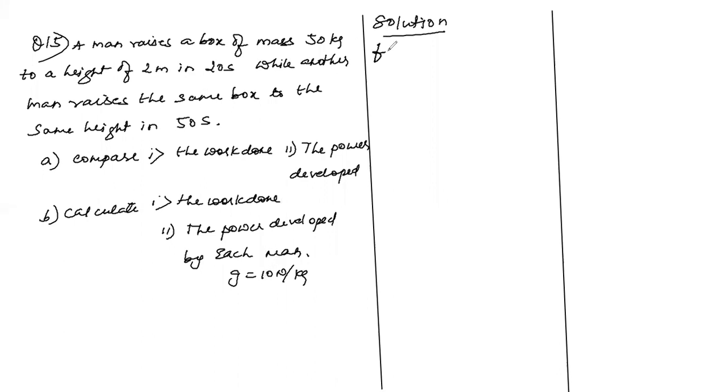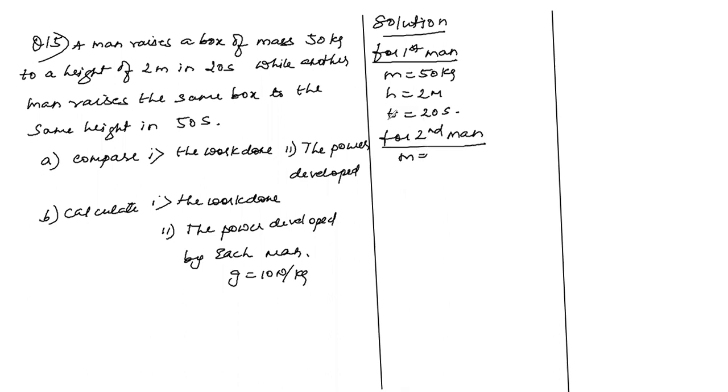Anyhow, for first man, okay, see how I go about. I'll just put it in systematic way. For first man, what is the mass? 50 kg. Okay, raises to a height 2 meters. And time is 20 seconds. While another man, for second man, the mass is same, 50 kg. He also raises it to the same height, 2 meters. But the time taken is 50 seconds, T2.